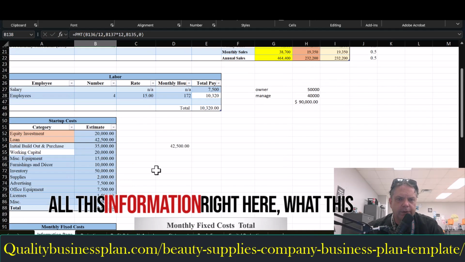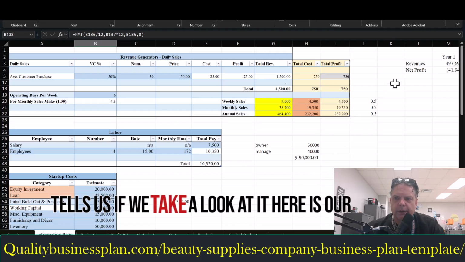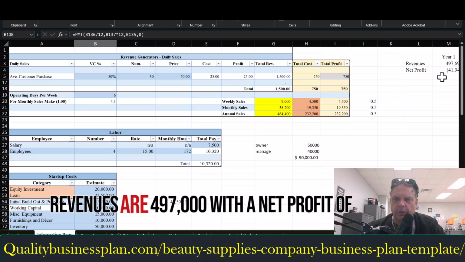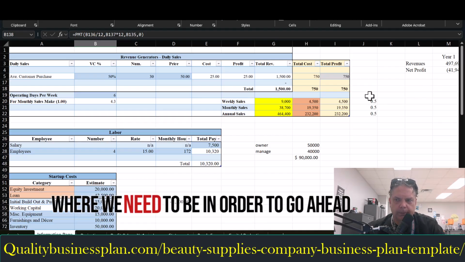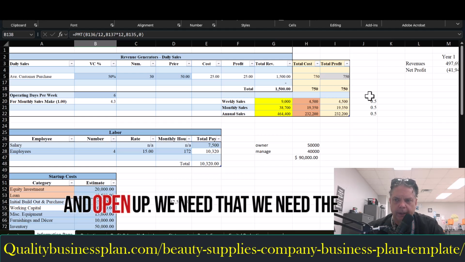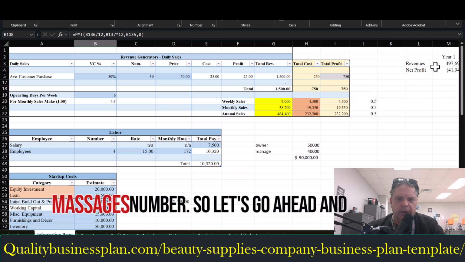All right, so once we have all this information, what this tells us, if we take a look at it here, is our revenues are $497,000 with a net profit of $41,900. This is well below where we need to be in order to open up. We need to massage these numbers.